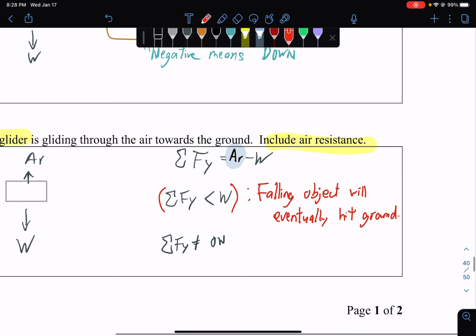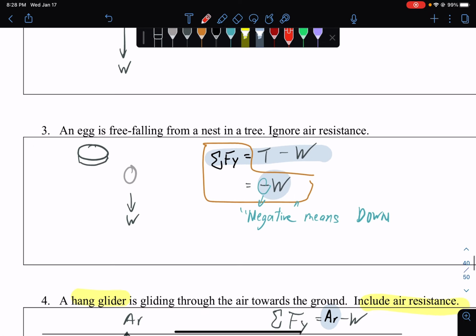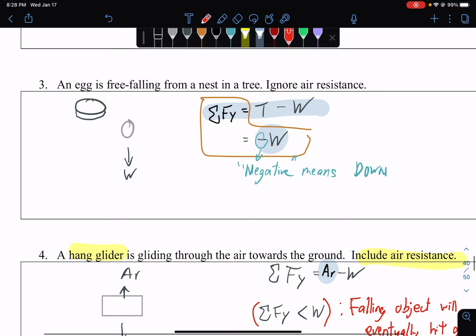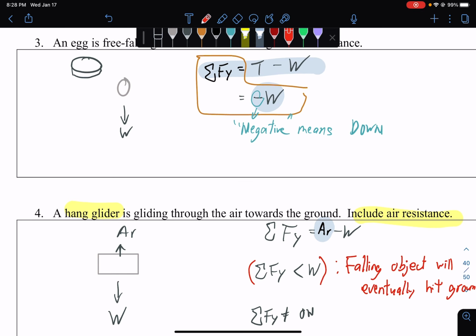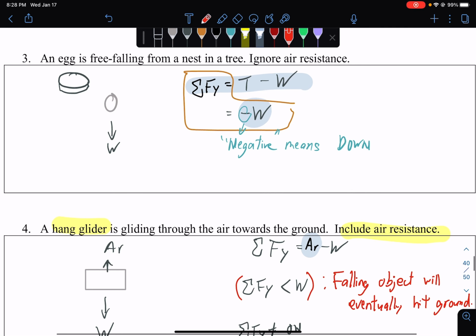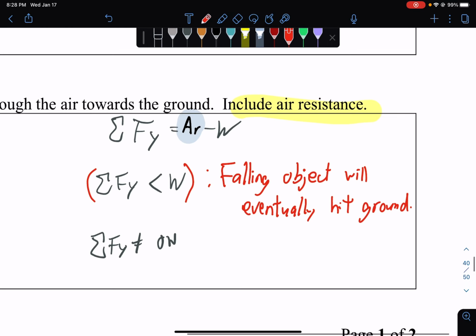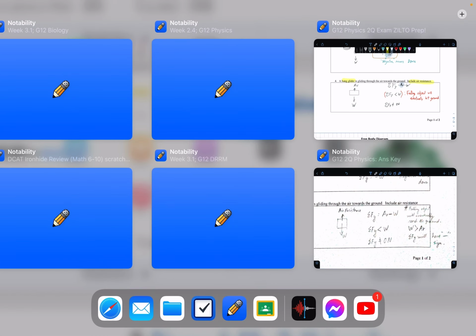So somehow, if we were supposed to also include the air resistance in example 3, then it's the same idea. The weight will always be bigger, but then at the same time, the hang glider will take more time to reach the ground, since its air resistance is quite bigger. Summation of Fy will have a negative sign.